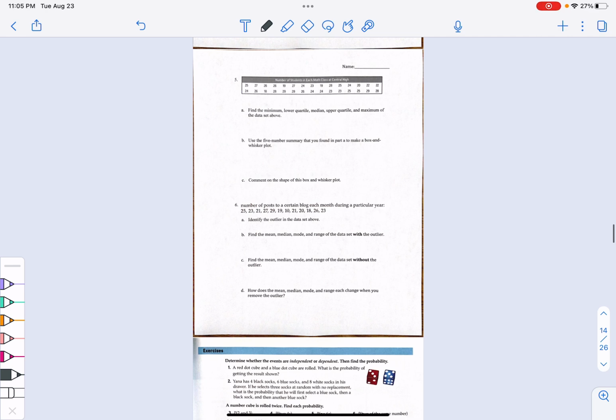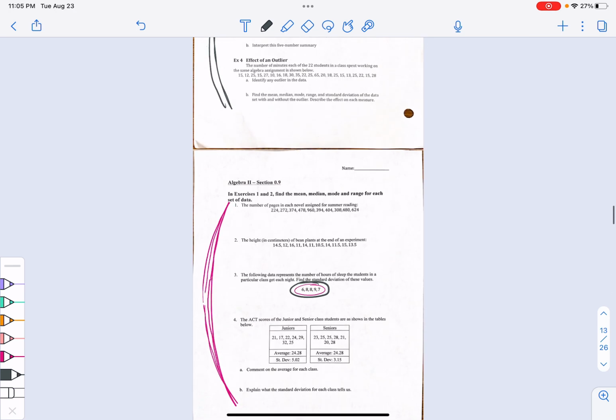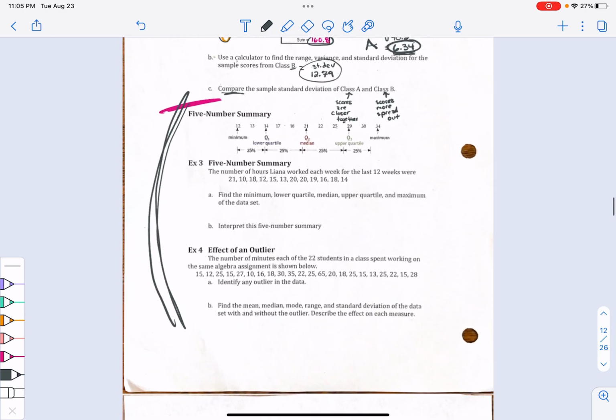And then your homework assignment will be the back side of that worksheet that you started yesterday. So just these two problems, there's like an A and a B and a C and a D even on number 6. So this will be your homework for today, but we'll finish these last couple problems for notes.